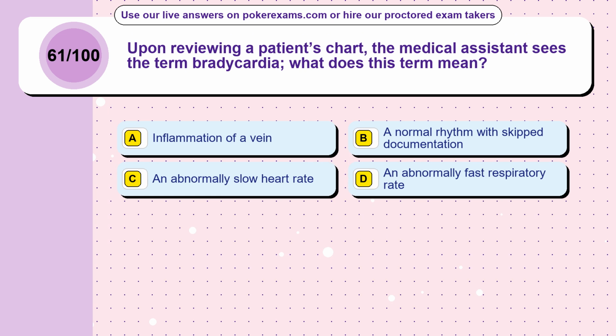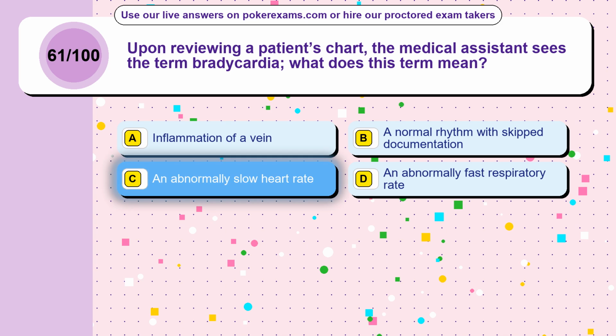Question 61. Upon reviewing a patient's chart, the medical assistant sees the term bradycardia. What does this term mean? Option A, inflammation of a vein. Option B, a normal rhythm with skipped documentation. Option C, an abnormally slow heart rate. Option D, an abnormally fast respiratory rate.